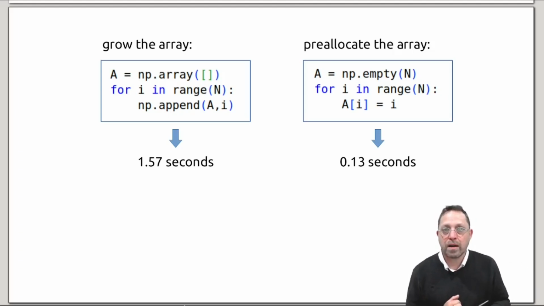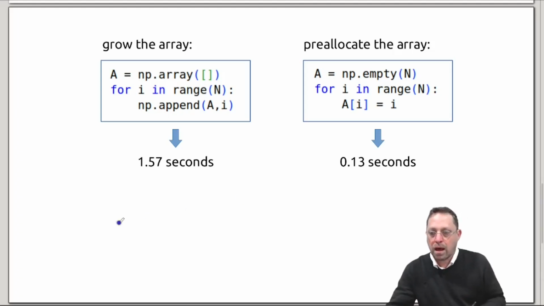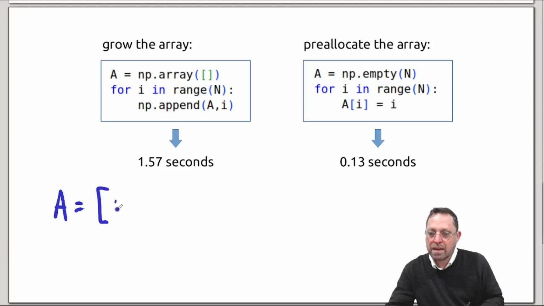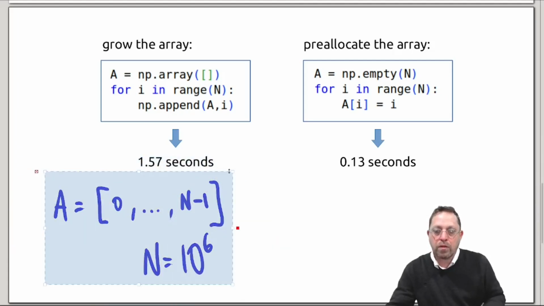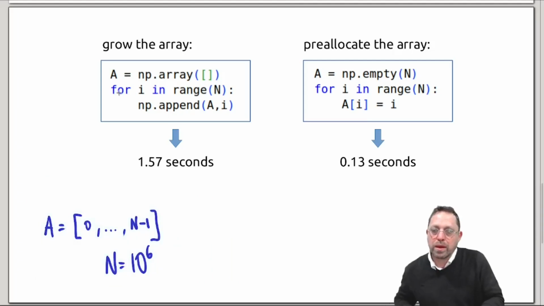So here we have a quick example that hopefully will convince you, or that demonstrates this fact. What we're going to try to do is create an array that's called A, that's going to have values from 0 to n minus 1. And here n, I've set it to 1 million. Okay, so on the left we have the growing method, where we start with an empty array, and then we're ranging from 0 to n minus 1, and we're calling append, and we're appending to the array each value.